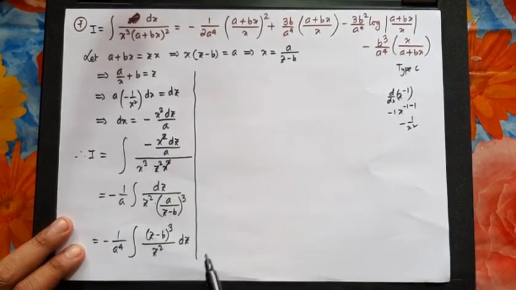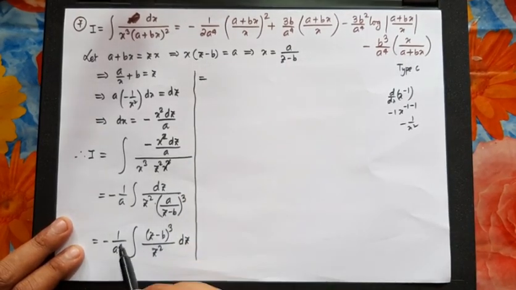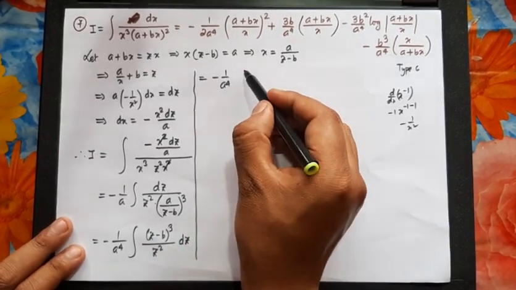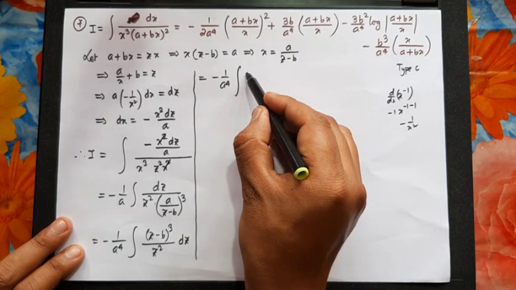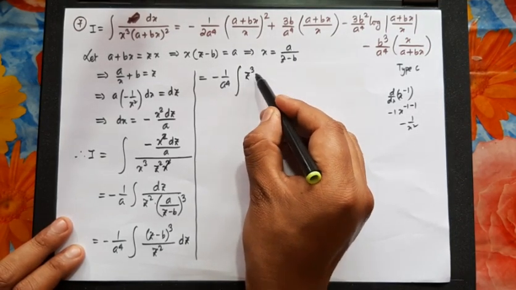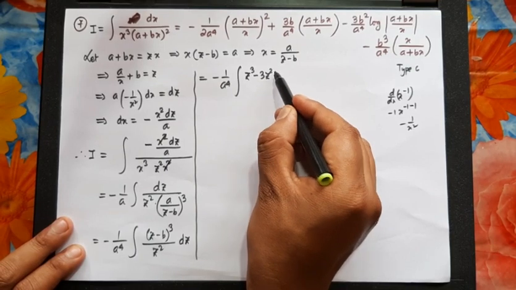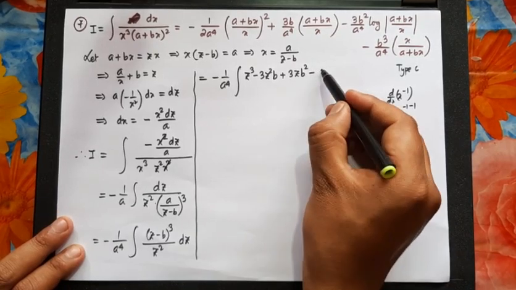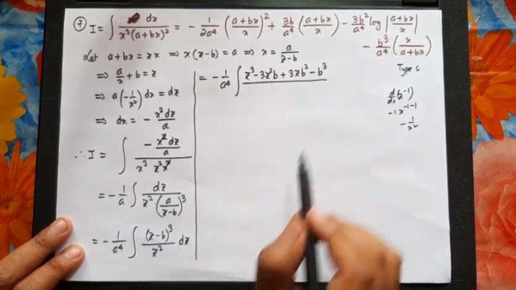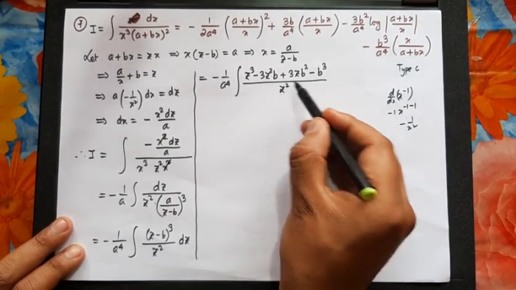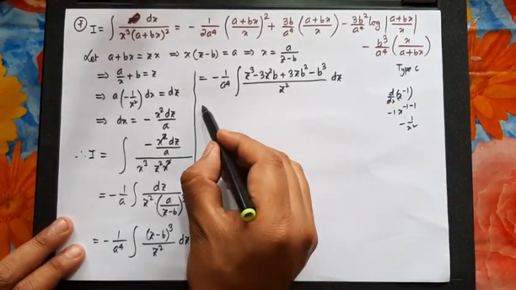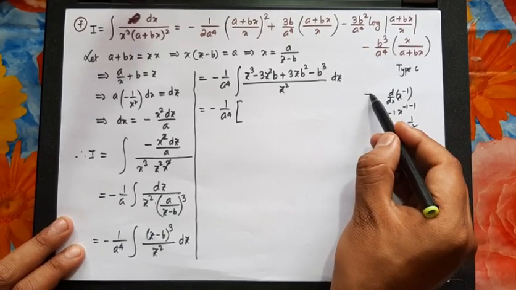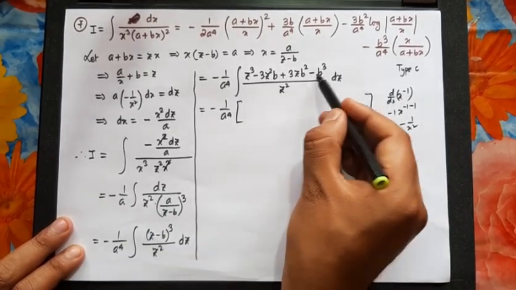So let us simplify this further. We have equals to minus 1 by a to the power 4. Let me apply the a minus b whole cube formula. So the a minus b whole cube formula says a cube minus 3a square b plus 3a b square minus b cube, right? So this is your formula for a minus b whole cube, divided by z square dz. Okay, so minus 1 by a to the power 4. Let us again divide all these terms one by one.